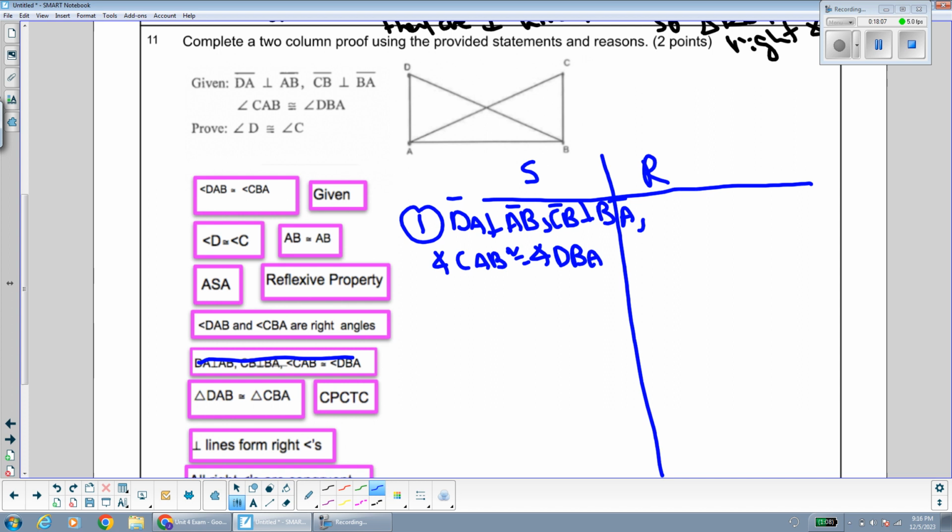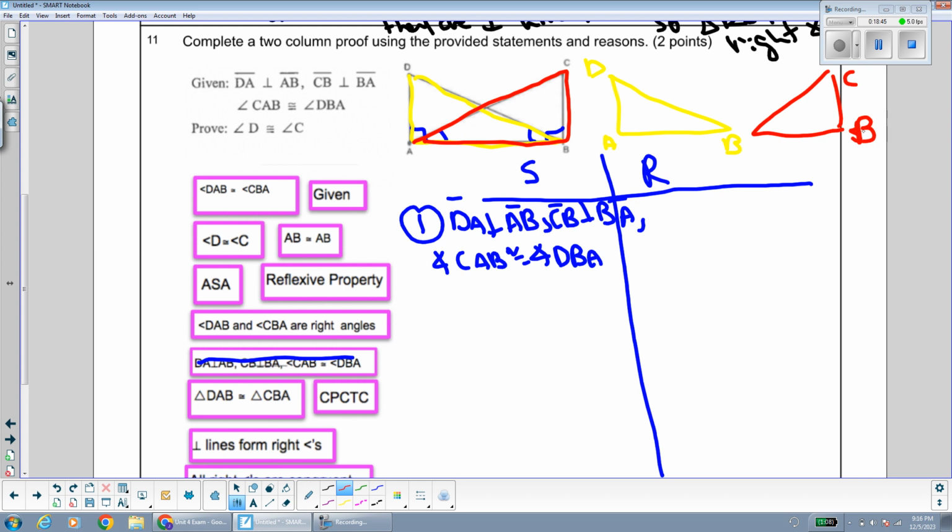Let me just mark the diagram. So these are perpendicular, so they form a right angle. And this is angle CAB, and this is angle DBA. Okay, and our goal is to prove angle D congruent to angle C. A lot of people are forgetting their strategies for working with overlapping triangles. You can color code, and you can also draw them separately to make it easier to see what's going on in each specific triangle. So we do need to focus on these overlapping triangles because those are the triangles that contain the angles that we're interested in, angle D and angle C.